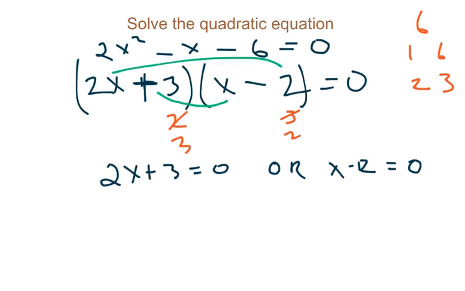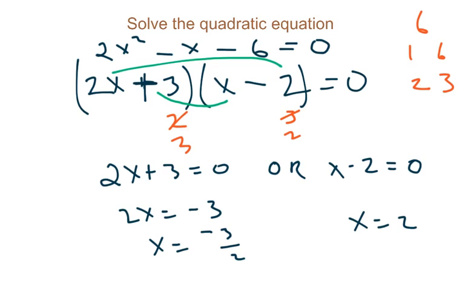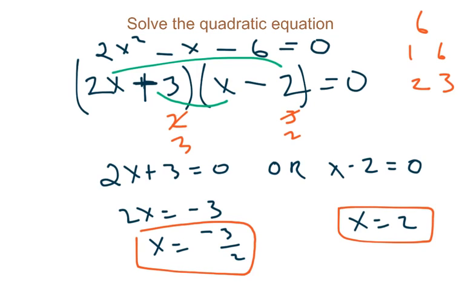Sorry, I'll just clean that up a little bit. x minus 2 is equal to 0. And that means that 2x is equal to minus 3, so x is equal to minus 3 over 2, or x is equal to 2. So there are my two solutions. If I plug either of these numbers into this equation, I will get 0, and that's what we're trying to do. Okay, let's do another example.